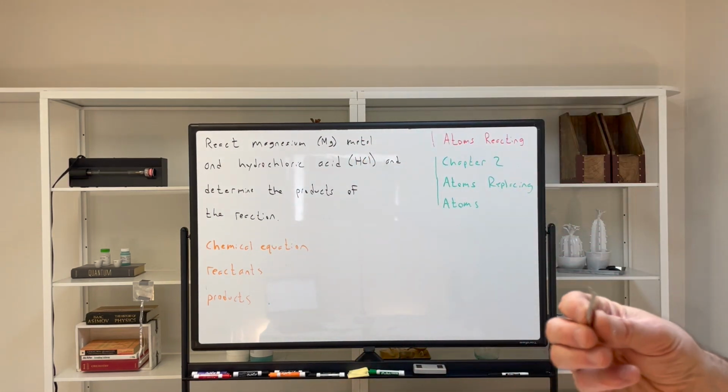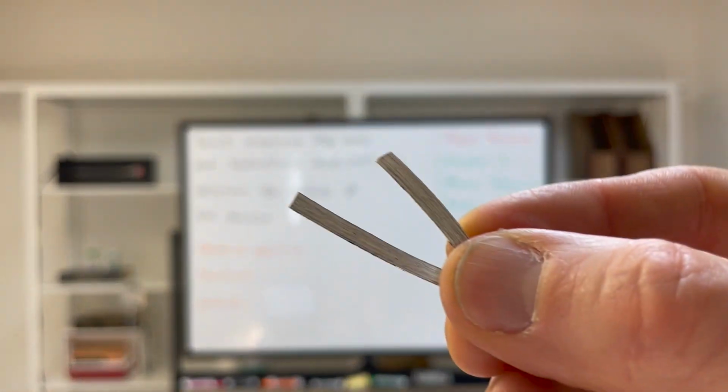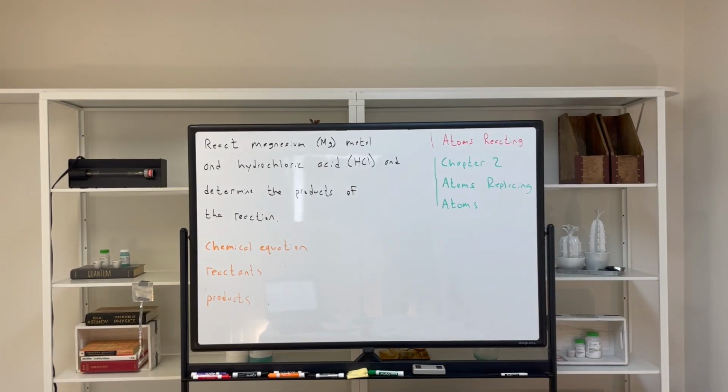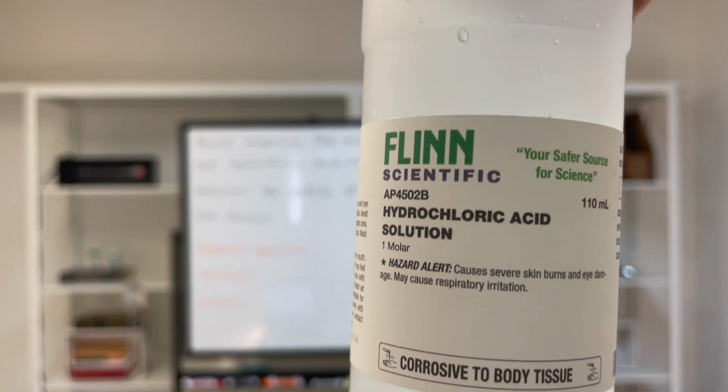Let's just take a quick look at this piece of magnesium. So there's the magnesium metal, and of course here's the hydrochloric acid. It's actually diluted in water.